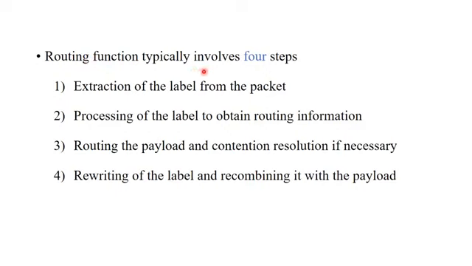Now the routing function typically involves 4 steps. What I explained previously is what is kept over here. First, extraction of the label from the packet. Second, processing of the label to obtain routing information, so that will be done by each of the routers. Third, routing the payload and contention resolution if necessary. Fourth, rewriting of the label and recombining it with the payload. So this last point will be performed at each and every node.